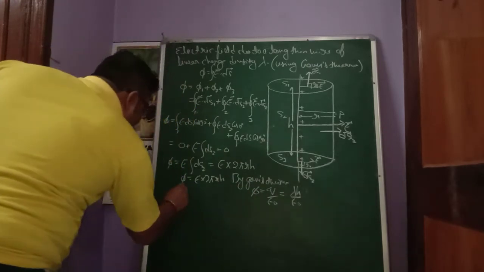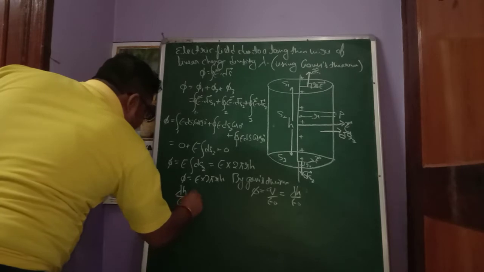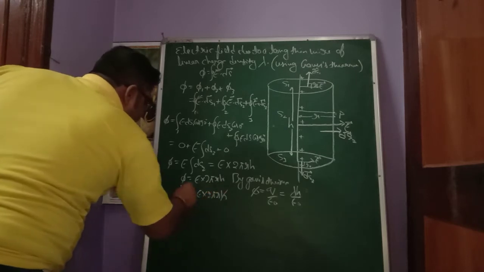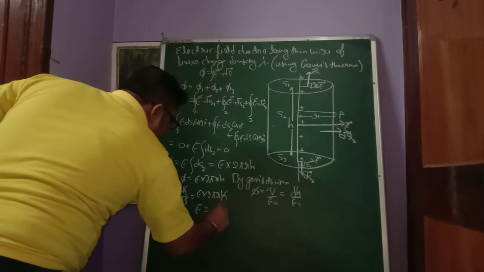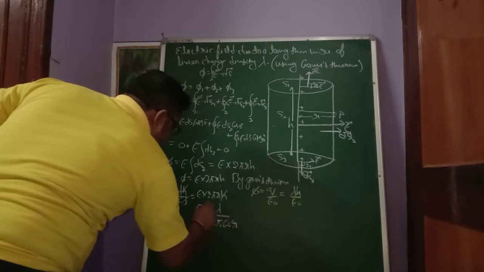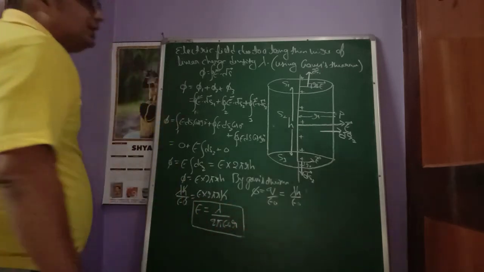So it will be lambda h upon epsilon naught, which is equal to E into 2 pi r h. So this h gets cancelled. So the electric field comes out to be lambda upon 2 pi epsilon naught r. So this is the electric field due to a straight conductor.